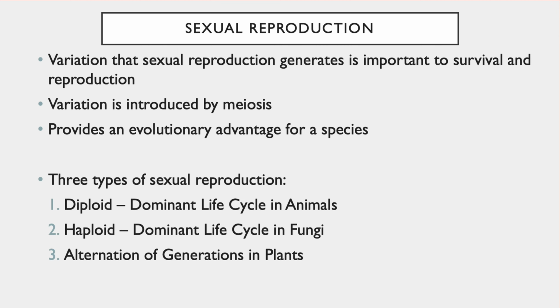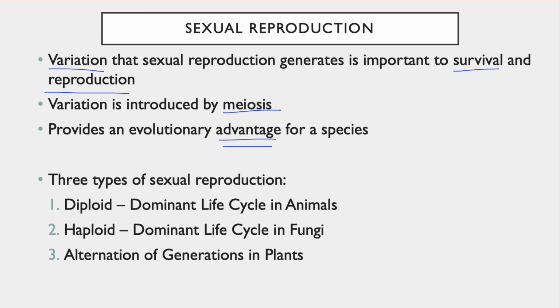In sexual reproduction, the idea behind having variation within the gametes is to produce offspring that have better ability to survive and reproduce within that population. Again, variation is introduced by the process called meiosis, and this gives those species a higher advantage in the reproduction and survival of that population.